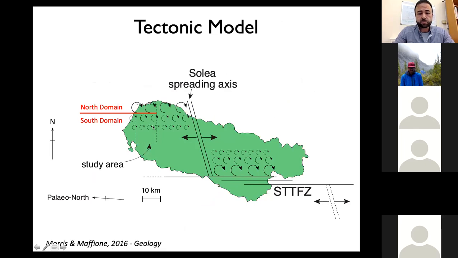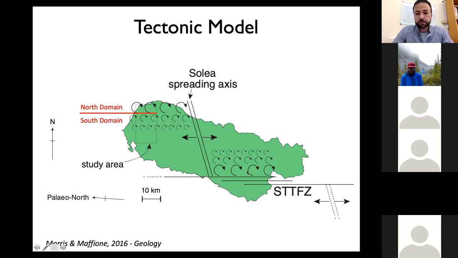So in other words, to summarize those results, this is the studied area in Cyprus. And what we saw was an increasing magnitude of clockwise rotations moving to the north. So we interpret this kind of trend as something similar to what you see in the east, nearby the Southern Troodos Transform. And in fact, here, as soon as you approach the fault, the rotations increase.